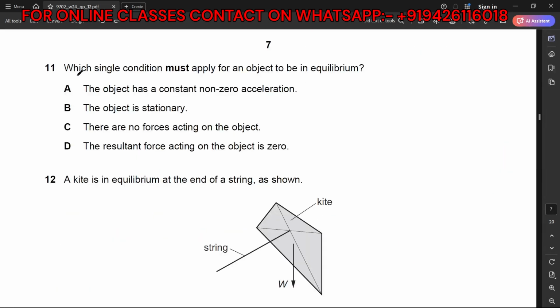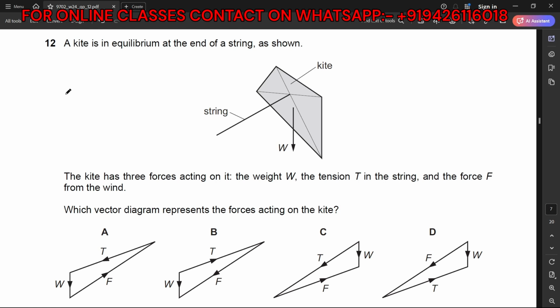Now question 11 states, which single condition must apply for an object to be in equilibrium? Well, for any object to be in equilibrium, there are two conditions that we need to see. First of all, the net force acting on the object must be equal to 0 and the net moment must be equal to 0. So based on all the options, option D, the resultant force acting on the object is 0, is one of the conditions, and therefore D makes sense to be the answer for question 11.